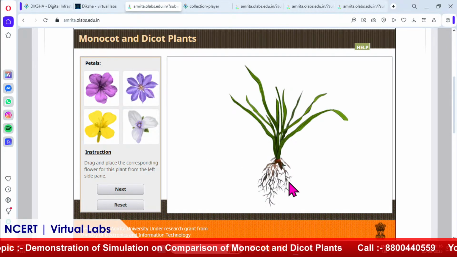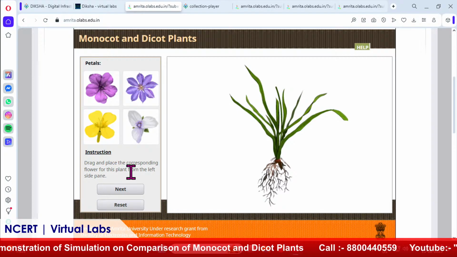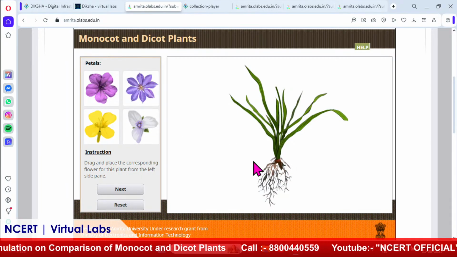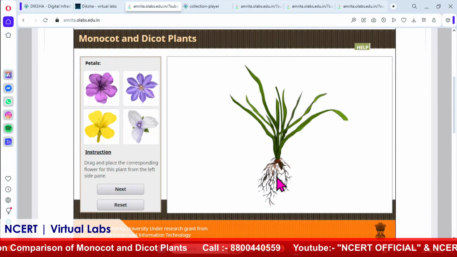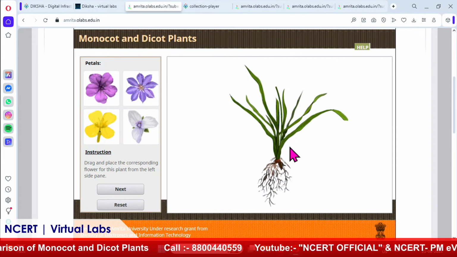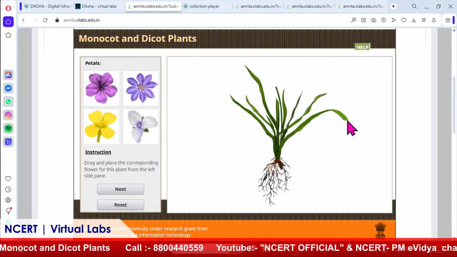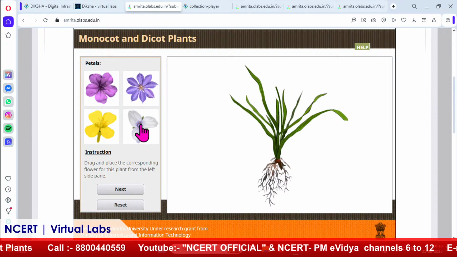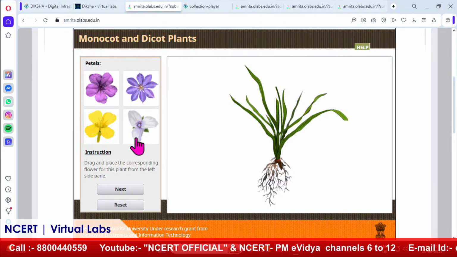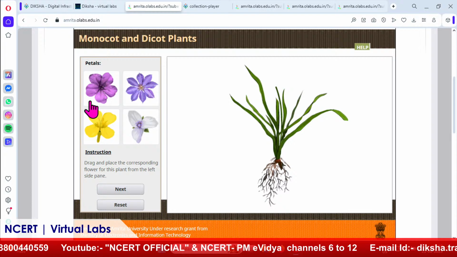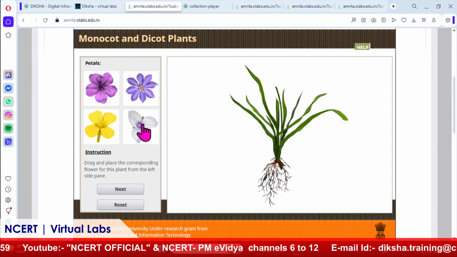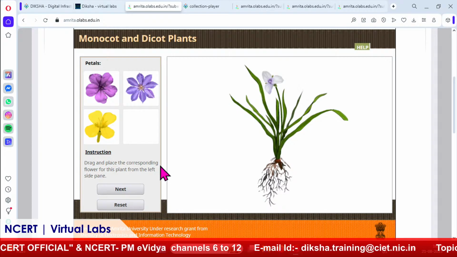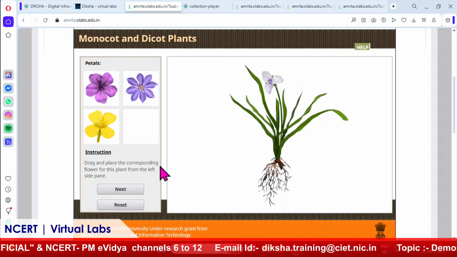Here we have root. What we are supposed to drag here is the flower. So for dragging flower, we first of all have to notice this plant. So this plant has adventitious root system and the leaves have parallel venation. So that means this is a monocot. And monocots have flowers with 3 sepals or petals, and out of them only this one is matching. So we will take this, and you can see it got arranged. If I would have chosen another one, it would not have got arranged.